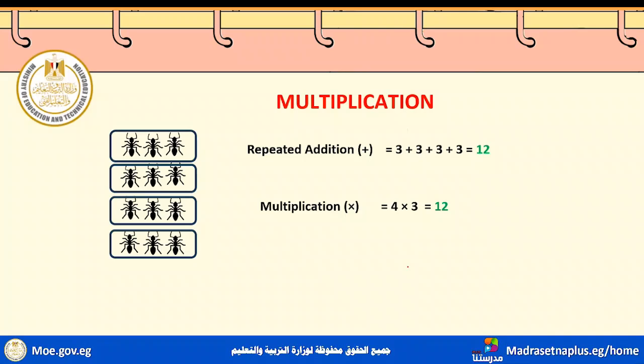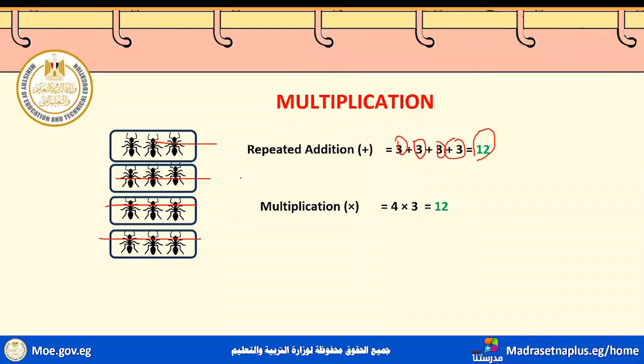First way is by using repeated addition, repeating adding. That means 3 and 3 and 3 and 3. We have 4 groups. Each group has 3 spiders. So 3 for the first group, 3 for the second row or second group, 3 for the third one, and 3 for the last one. So we have 4 groups. We have 4 rows. Each row has 3 spiders. Total number of them will be 12 by adding 3 and 3 and 3 and 3.